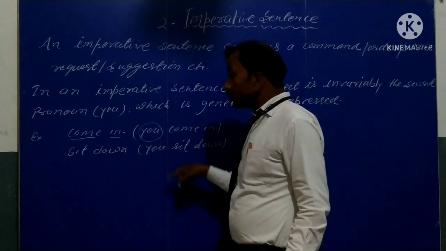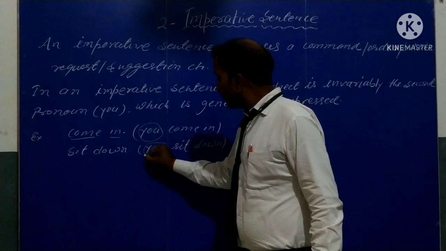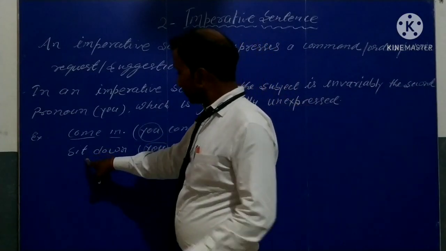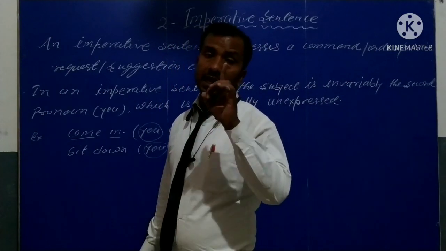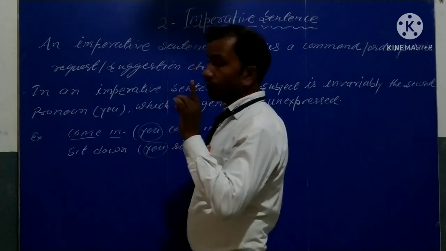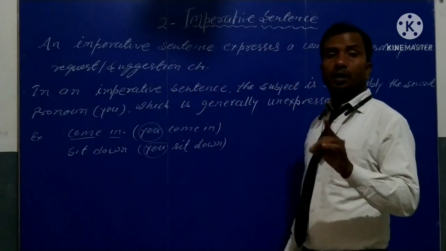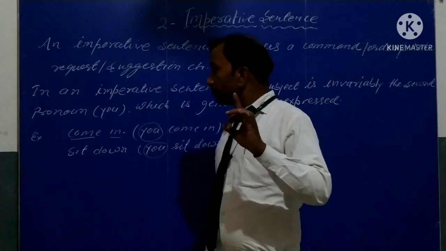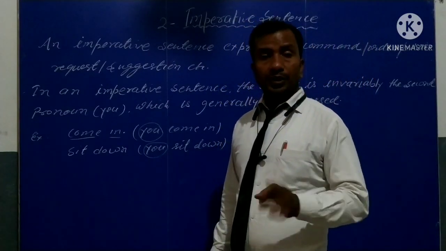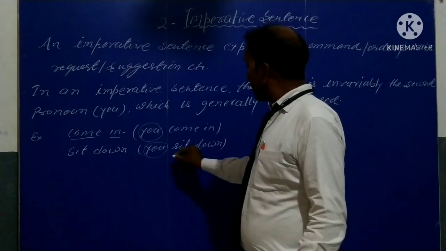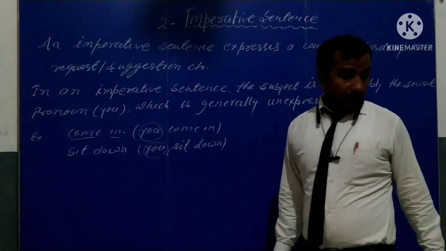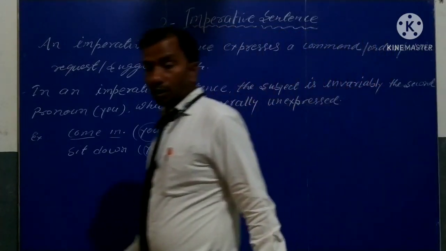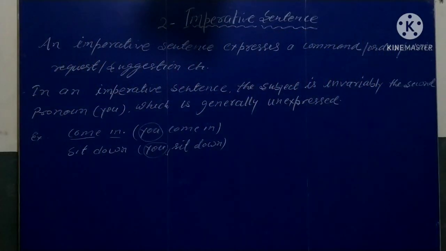Sit down. That means you sit down. You is also unexpressed here in the sentence. Student, just only second person pronoun. The second person pronoun only you, not I, he, she, we. These are not, just only you. Have you got it? Let's take some more examples of the imperative sentences.